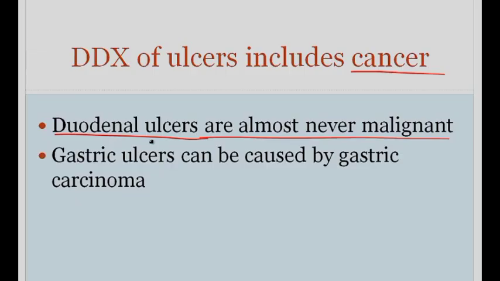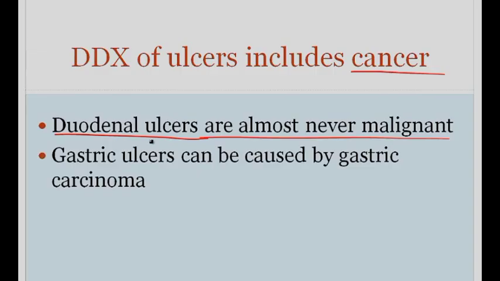In fact, duodenal carcinoma is super, super rare. When you think about the cancers that you study in the GI tract, you study esophageal cancer, you study stomach cancer, you study colon cancer, you haven't really studied a lot about small bowel cancer, and that's because duodenal cancer is very, very rare. So duodenal ulcers are almost never malignant, and they're usually not biopsied. So we don't necessarily have to worry about that when we think about the differential diagnosis of cancer. And of course, most peptic ulcer disease is duodenal.